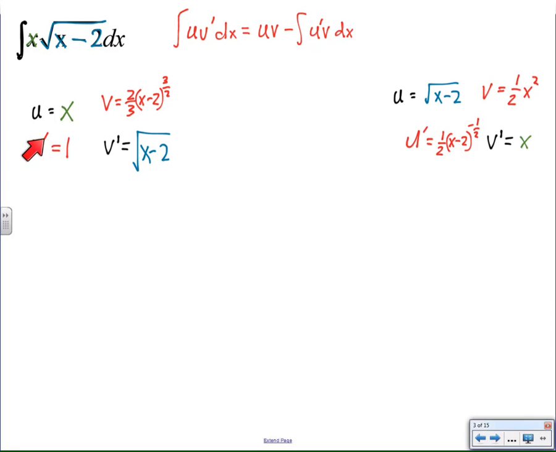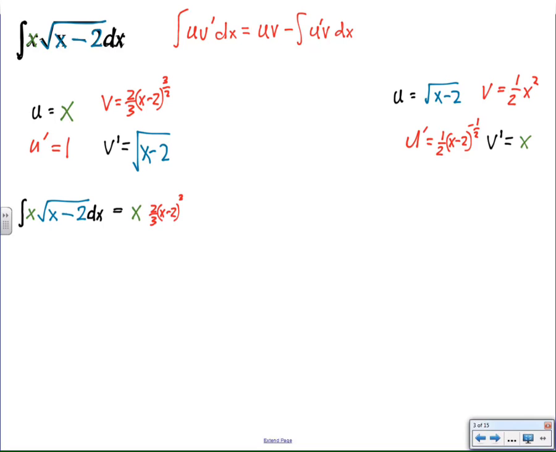So in other words, if I choose u to be x, then the derivative of u is 1. If I choose v prime, then it must be the square root of x minus 2, which we would have to find the antiderivative of and call that v. The other choice is I could take u, take its derivative, take x, take its integral or antiderivative, and we get 1/2 x squared. So which should we choose?